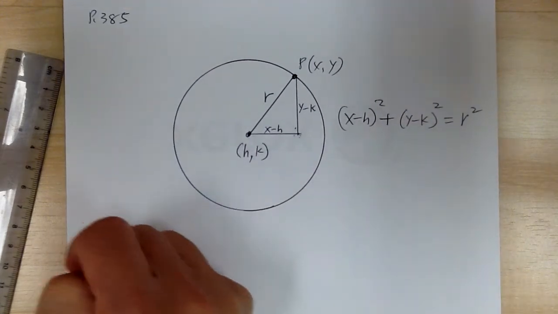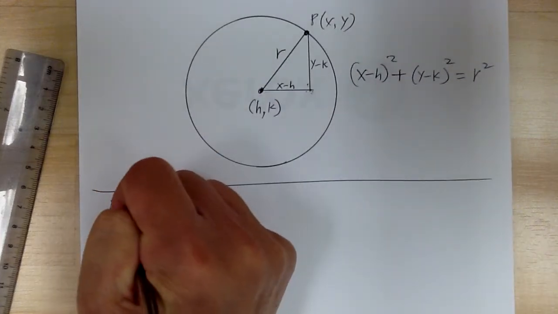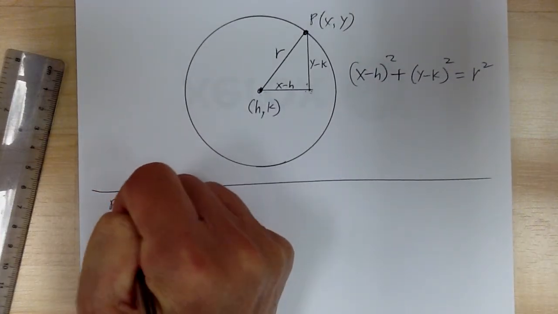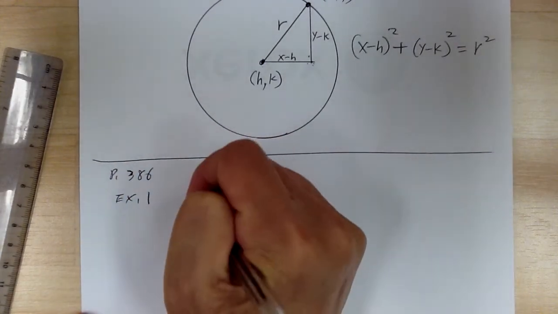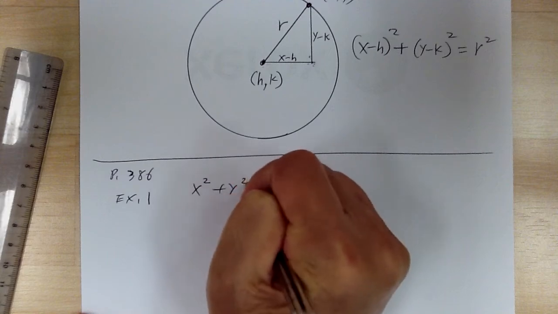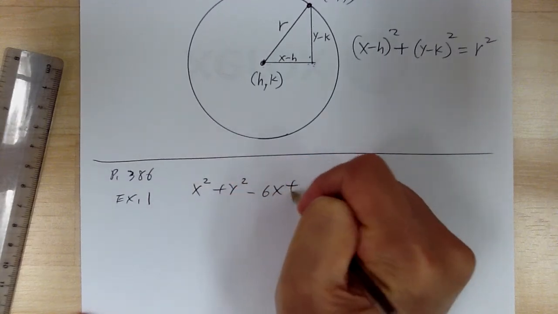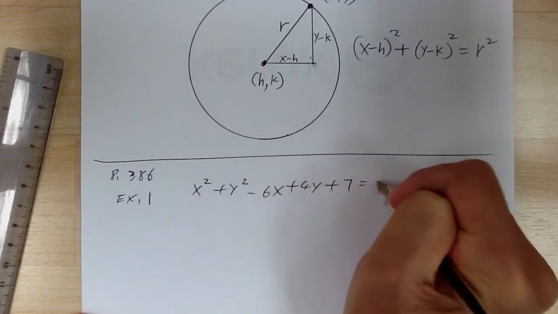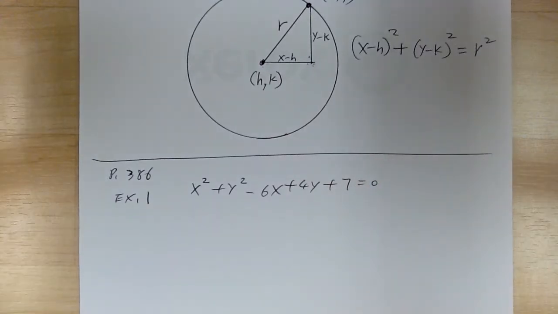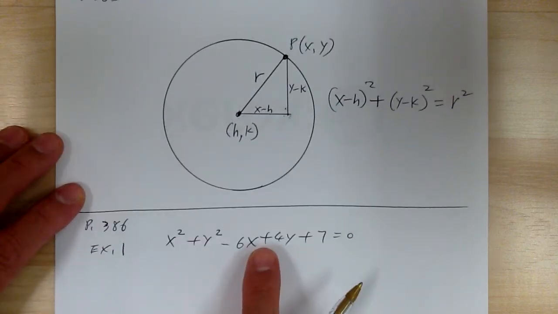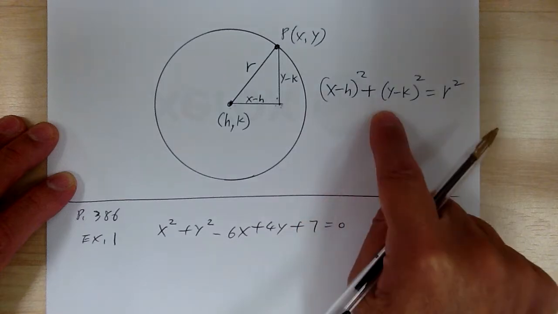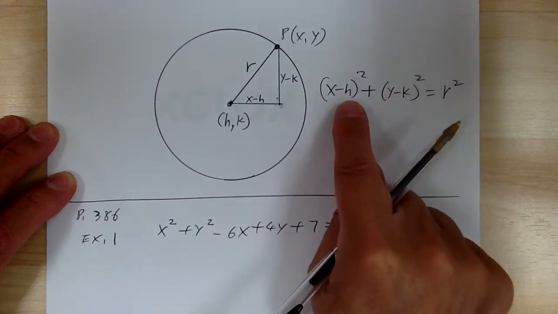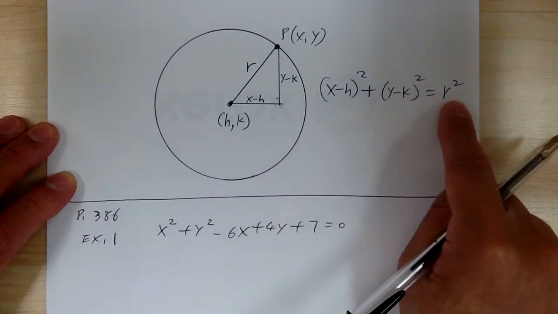So let's go to page 386, and let's go to example 1. You have x squared plus y squared minus 6x plus 4y plus 7 equal to 0. It says find the center and radius of the circle. So what you want to do is make this equation look like the standard form over here. Once you get into this form, your center would be h and k, and your radius would be r.